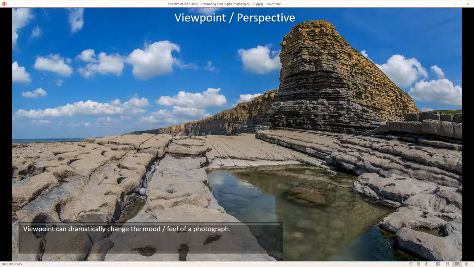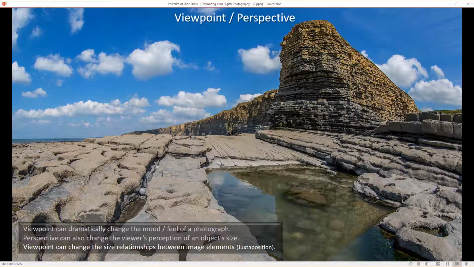Perspective and viewpoint. Viewpoint can dramatically change the mood and feel of a photograph, and perspective can also change the viewer's perception of an object's size. So the viewpoint can change the size relationships between image elements, which we call juxtaposition. By getting really down low here, we're starting to see this nice little pool effect, which is quite large, but in the context of the whole image it was really small. Just by positioning yourself differently you can enhance various parts of the image in relation to others.